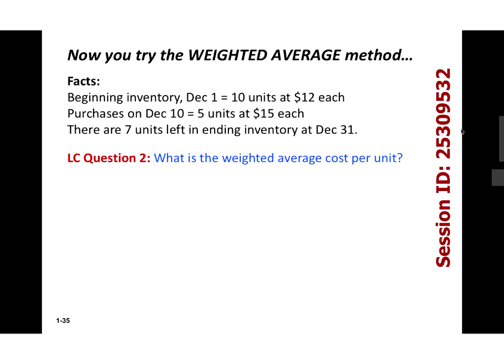So, weighted average cost per unit, you're going to take your total cost of $195. How did I get that? I took the 10 units at $12 each, added it to 5 units at $15 each. So the total cost of my beginning inventory plus the total cost of my purchases was $195. I'm going to divide that by 15 units. Where did I get the 15 units? That would be my beginning inventory of 10 units plus my purchases of 5 units. That will get me to this correct answer.